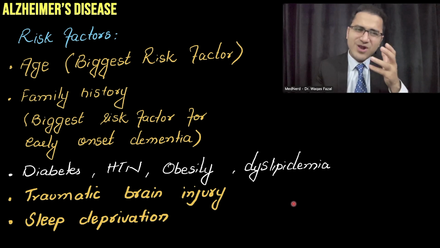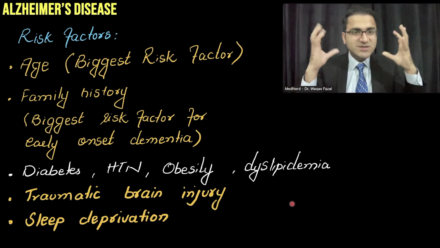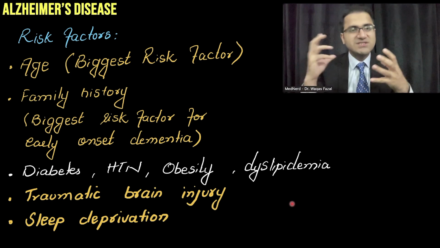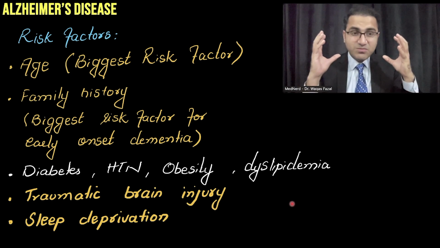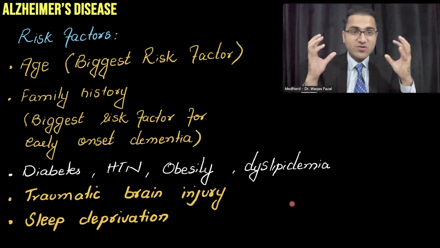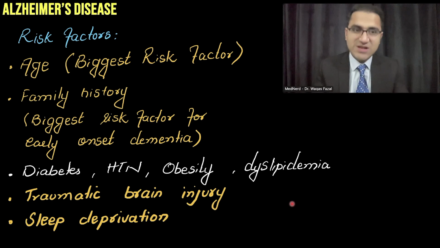Now, why would low educational status cause Alzheimer's disease? Basically, in a person who is educated and keeps studying throughout his life, there is increased stimulation of the neurons. Therefore, the neurons become more resistant to this type of degeneration. While in people who are not educated, there is less stimulation of neurons throughout life. Therefore, there is increased chance of degradation of neurons and development of Alzheimer's disease.